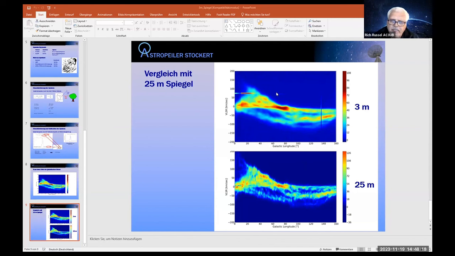But having said that, it doesn't change the overall picture, because if you plot the galactic rotation curve, you see that the velocity remains almost constant all the way through 90 degrees, roughly. So you can get the basic message that the rotation velocity of our galaxy does not change towards the outer part of the galaxy. You get the same answer with a 25-meter dish or a 3-meter dish. You can demonstrate it with both.